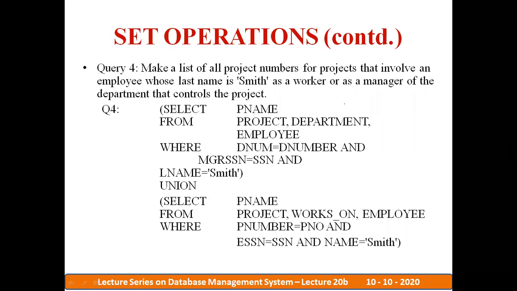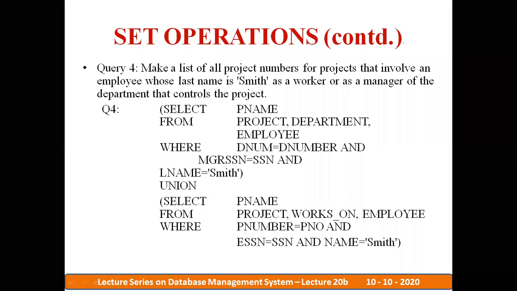For example, we have taken one example to demonstrate the union set operation. The query says that we need to make a list of all the project numbers for the projects that involve an employee whose last name is Smith, as a worker or as a manager of the department that controls the project. First we consider one as the manager and another as the worker, then I perform the union operation. So that is what I have performed here.